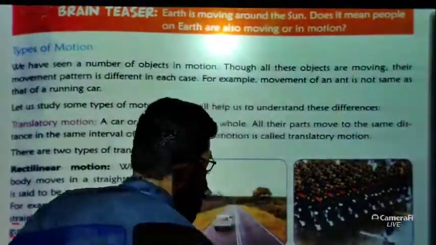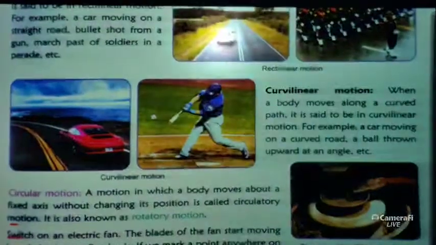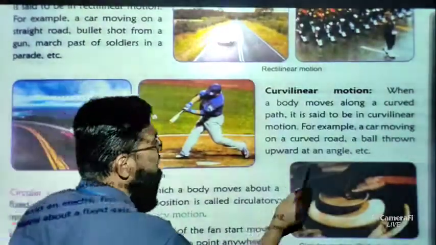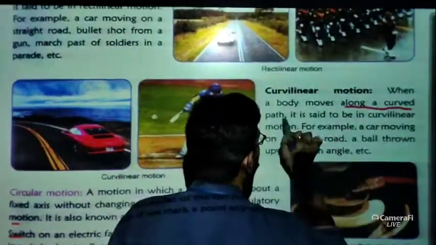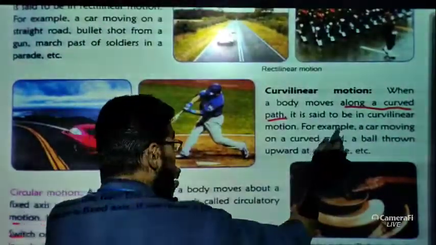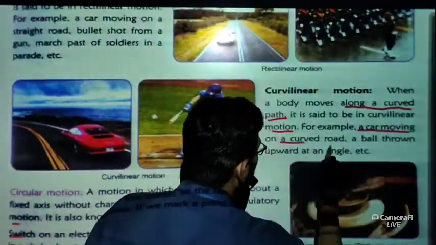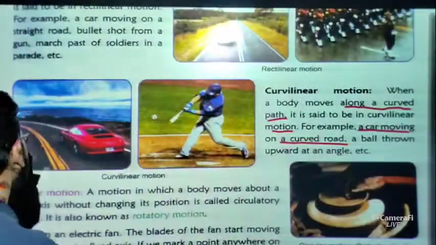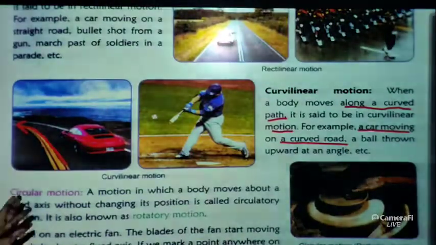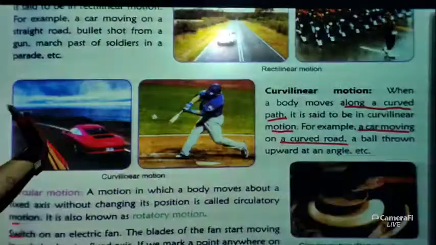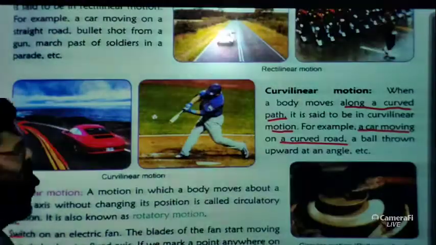Now let us discuss the next part, which is curvilinear motion. So what do you mean by curvilinear motion? Curvilinear motion means when a body moves along a curved line or curved path, it is said to be in curvilinear motion. What are the examples? If a car is moving on a curved road, then we call it curvilinear motion. You can see that the road is not straight, it is curved. So if a car is moving on this road, you can easily say that curvilinear motion takes place.